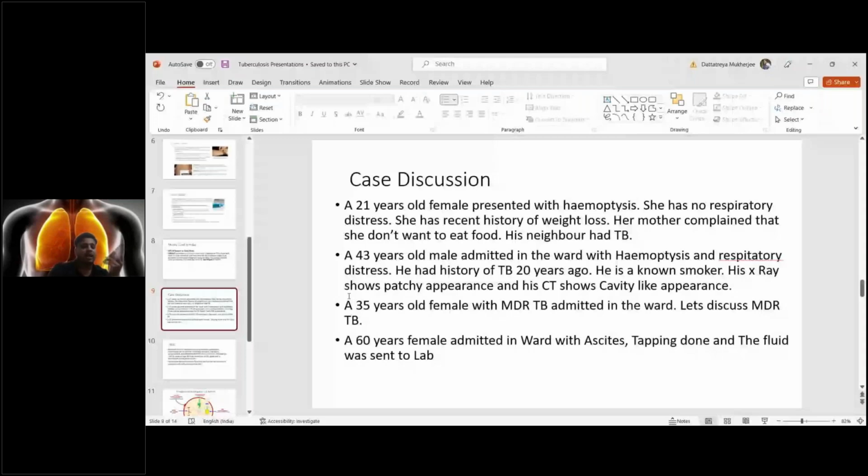A 35-year-old female with MDR TB was admitted in the ward. MDR TB means it's multi-drug resistant. No drug will work on this TB. The prognosis is very poor because no drugs are working. So we treated this patient, but suddenly, I was on my duty, and suddenly the patient came.